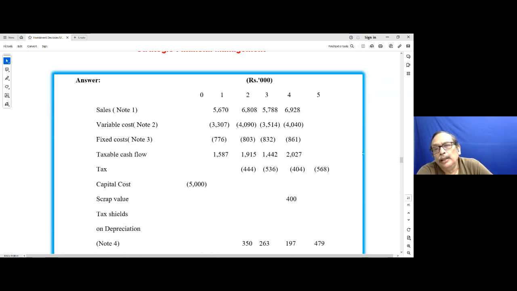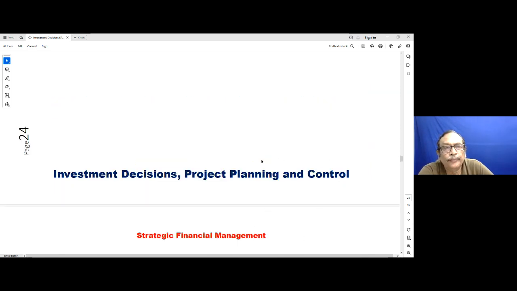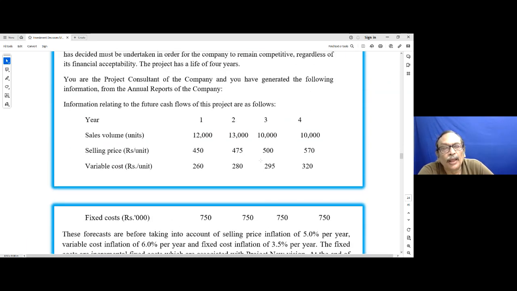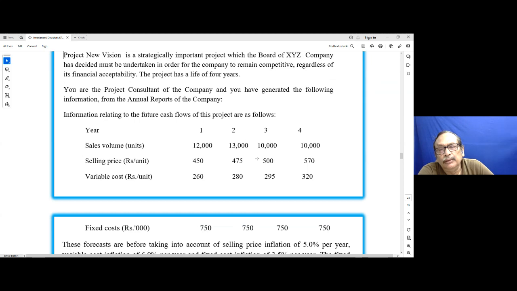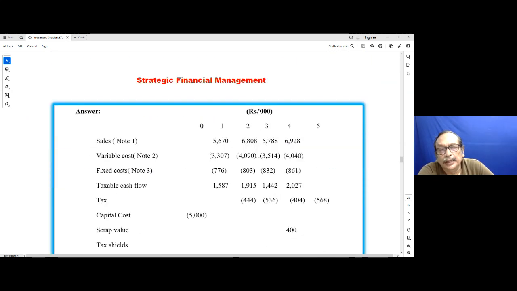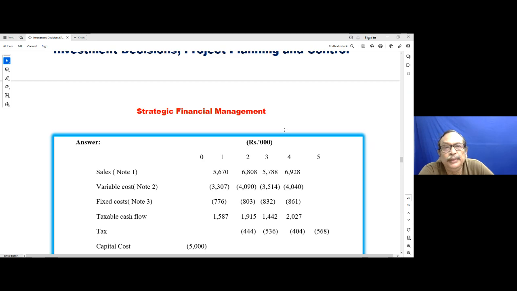Now, your answer should be in rupees 1000. So we are having years given 1, 2, 3, 4, but we are considering up to year 5 because there is a tax which is to be paid.